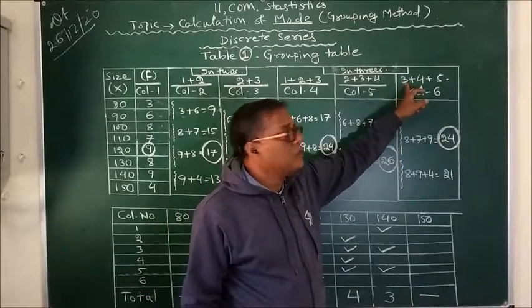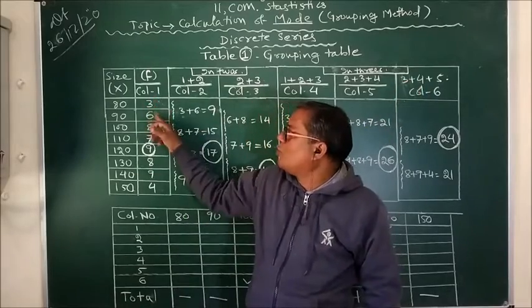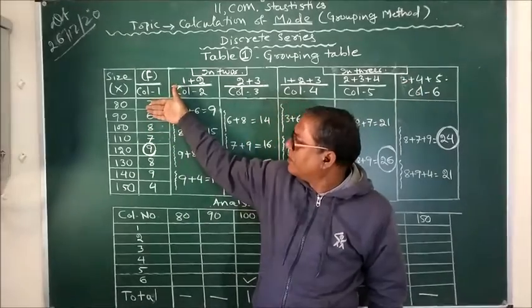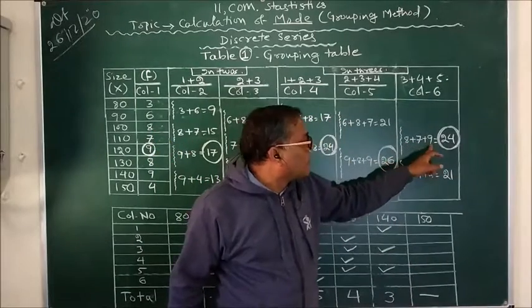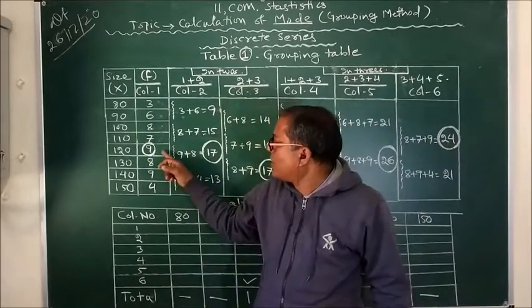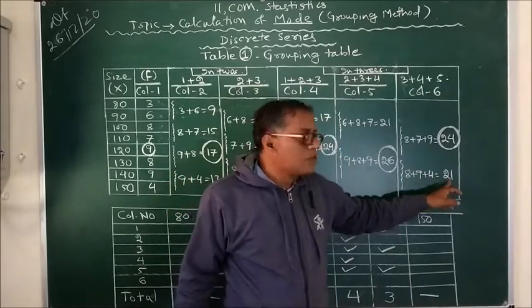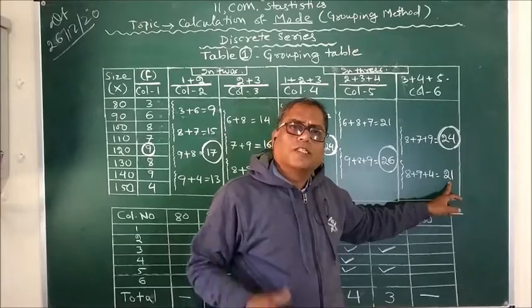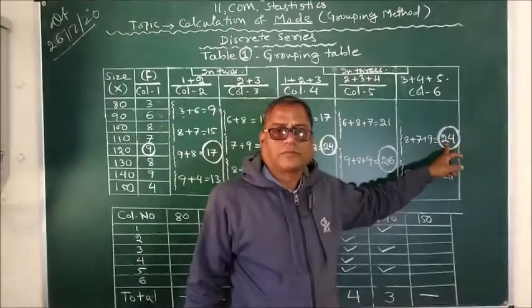Then the column comes 3 plus 4 plus 5. It starts from 3. That's why first 2 frequencies we will leave. After that 8 plus 7 plus 9, sum is 24. After 9, 8 plus 9 plus 4, sum is 21. And once again, I circled the highest sum, that is 24.